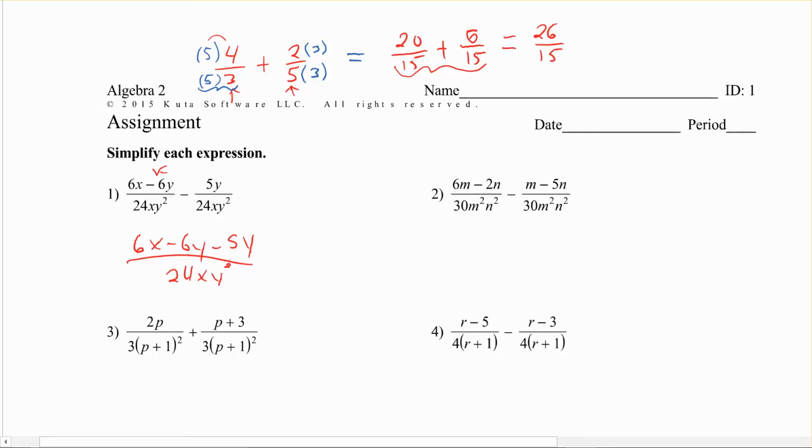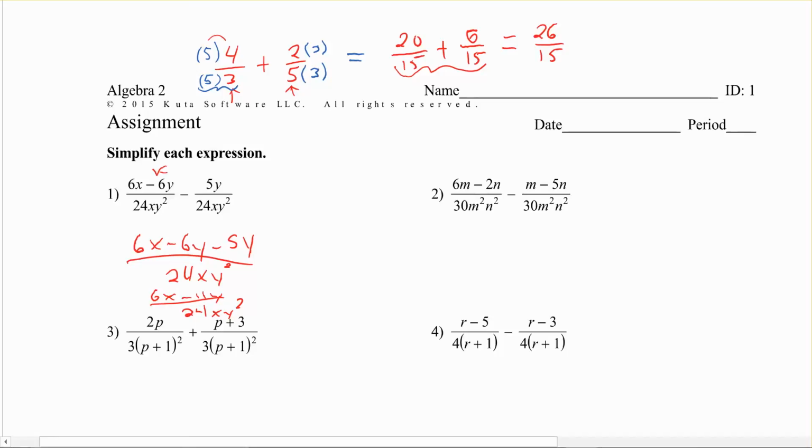24xy squared. Now the last step, I just need to collect my like terms. So my y's, I've got 2 y's up top, so I'll rewrite this as 6x minus 11y over 24xy squared. Okay, so I'm going to carry on with a couple more here. I just wanted to show, this will be a situation that might get you though. I'll show you what I mean in a minute.